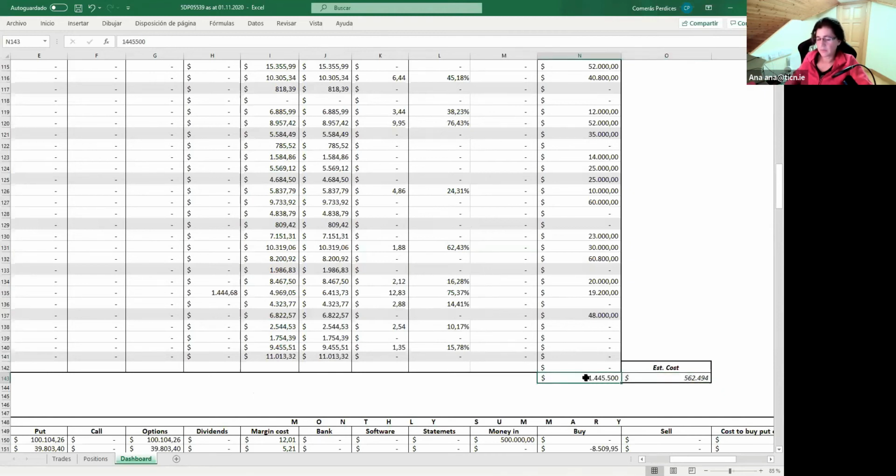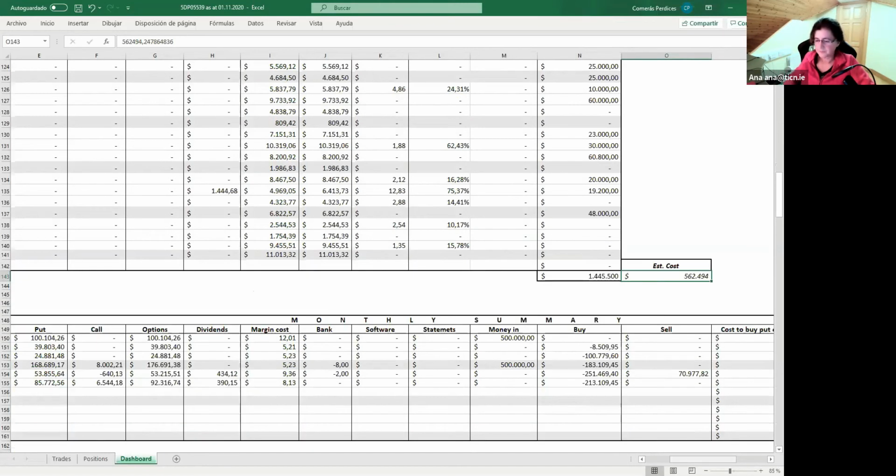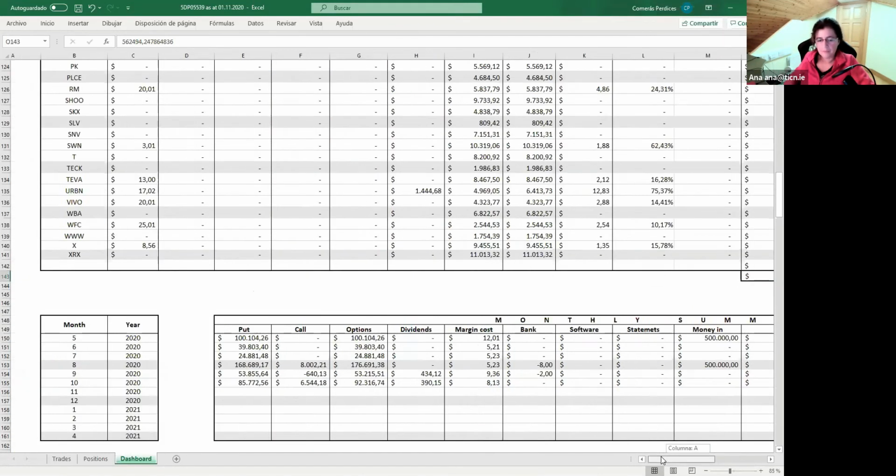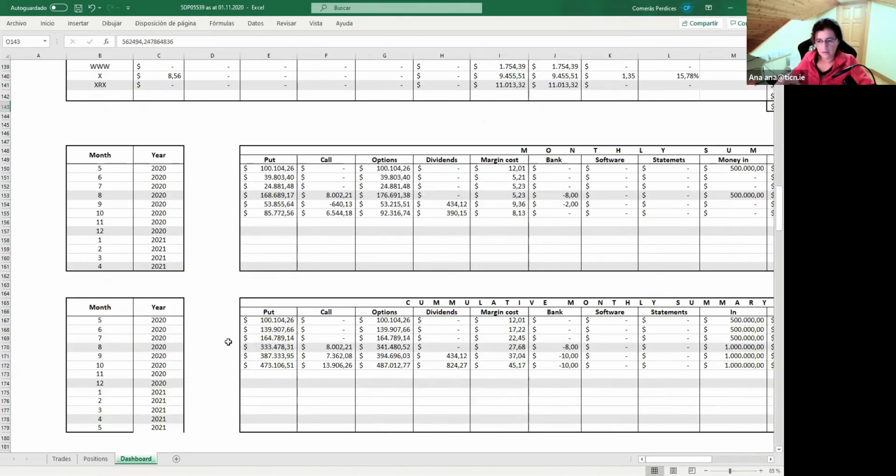Because can all the puts be put to us? In theory, yes. However, this estimated cost is what would happen if everything had developed as in the first months. And I'm going to tell you what this means. And I will explain that in these next boxes here.